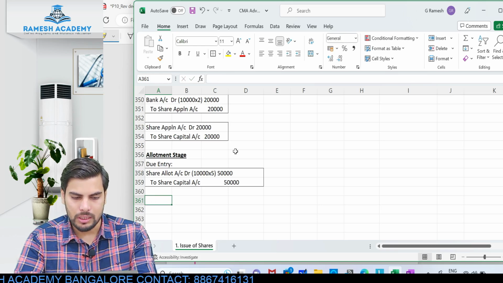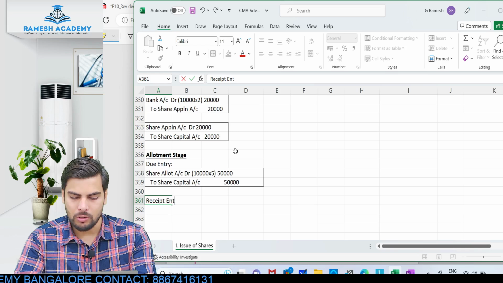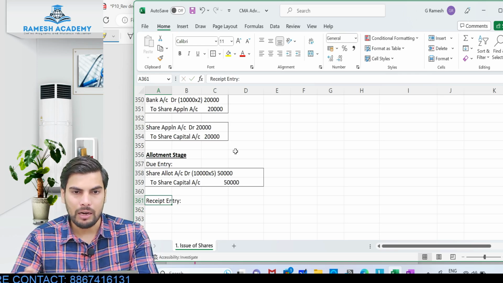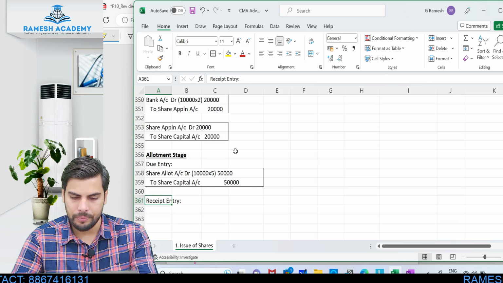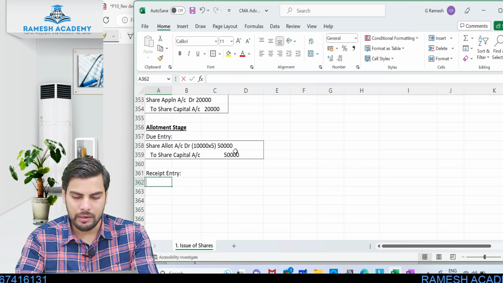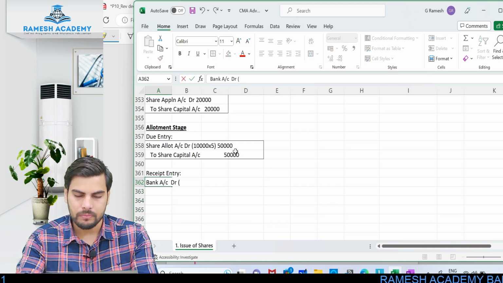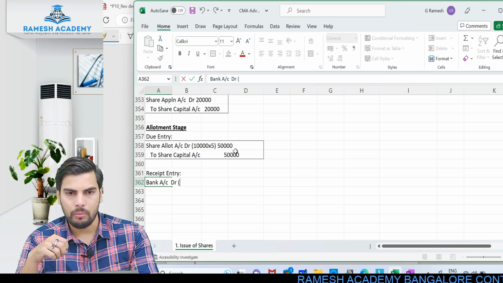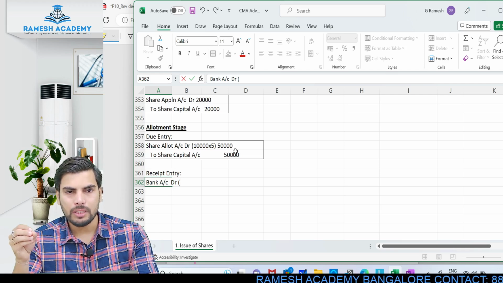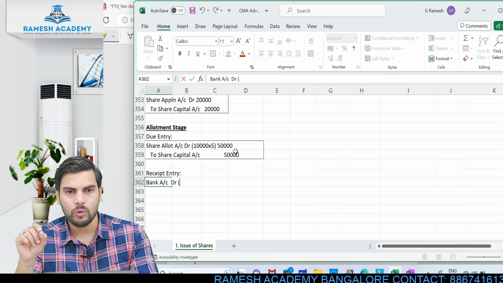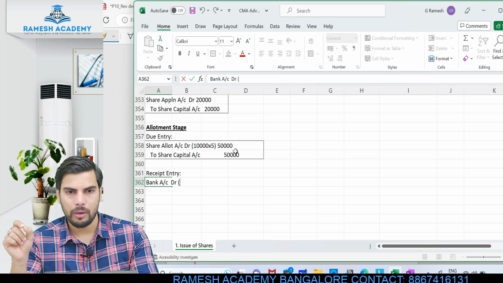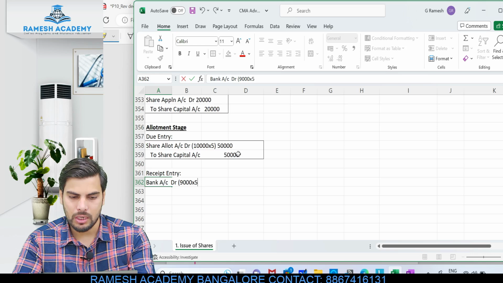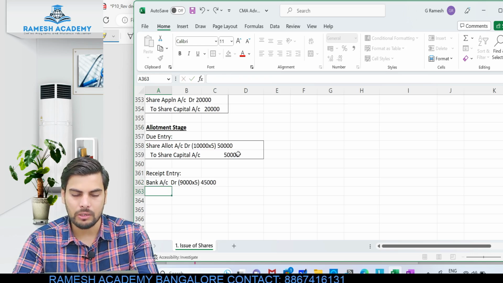Now look at this. While passing the receipt entry, you already know that calls in arrears and calls in advance we need to give effect to while passing the receipt entry. Now let us understand how exactly the receipt entry would look. The receipt entry would be like this: bank account debit. For how many shares would I have received this allotment money? I wouldn't have received for 1,000 shares, right? Because Mr. A, who was holding 1,000 shares, did not pay the allotment money. It means we would have received the amount only for 9,000 shares, so 9,000 shares into 5, that is 45,000 we would have received.